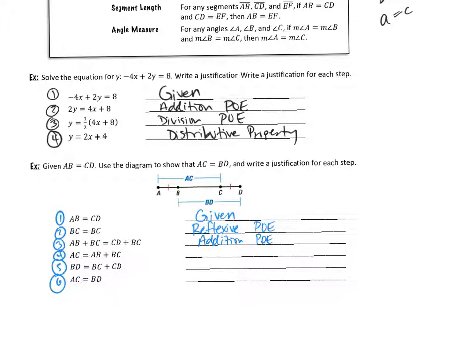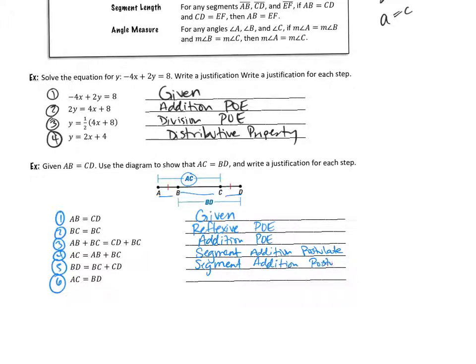In step 4, we're looking at the diagram, and we see that AB and BC together add to be AC. So we're adding 2 segments, so that is, if you'll recall from chapter 1, the segment addition postulate, using our given diagram. And BD equals BC plus CD, and so that is again the segment addition postulate.